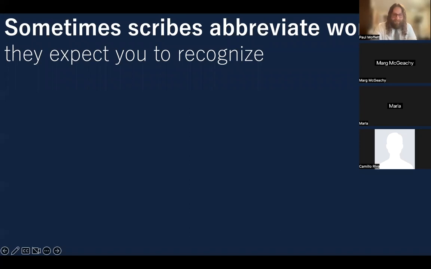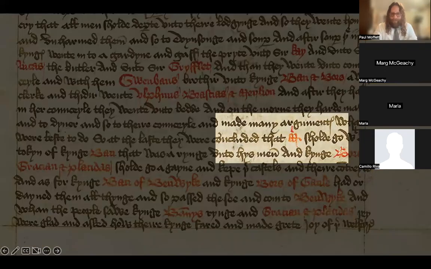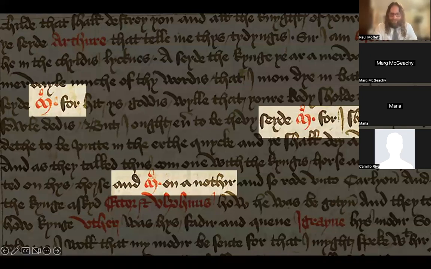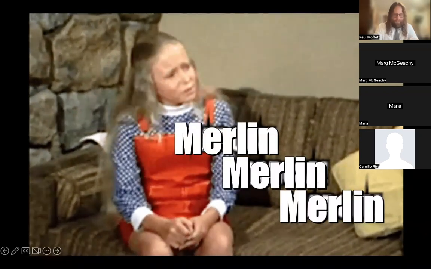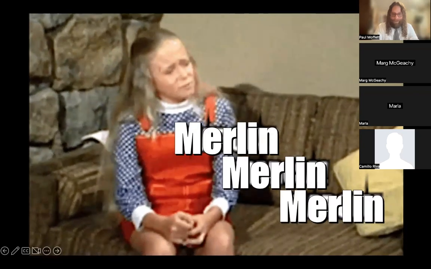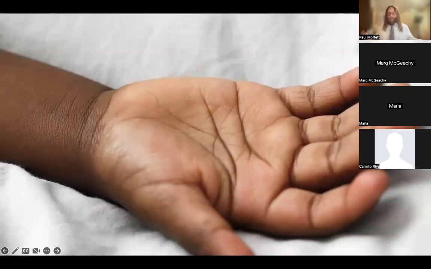But in this manuscript, other names are hardly ever abbreviated like that. But Merlin's name is quite frequently. So here's another example. I understand it's hard to read if you're not used to it, but that says that Merlin should go. Over here we have Merlin said, and Merlin said, and not every time, but again and again, when Merlin is written, it's written as this abbreviated M, always as this M instead of fully written out.